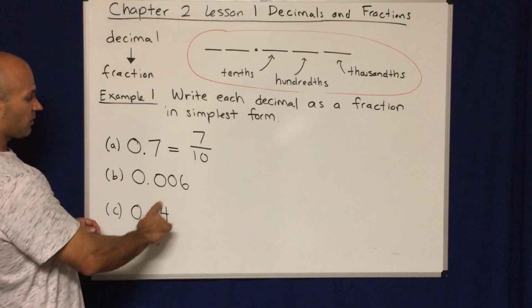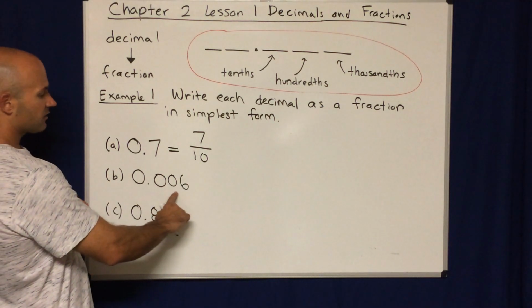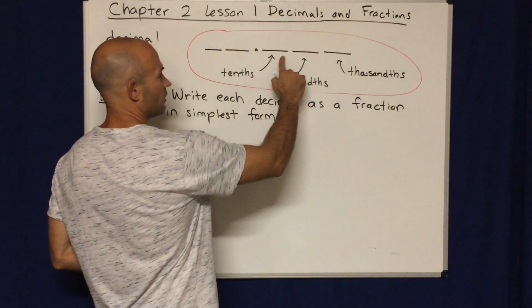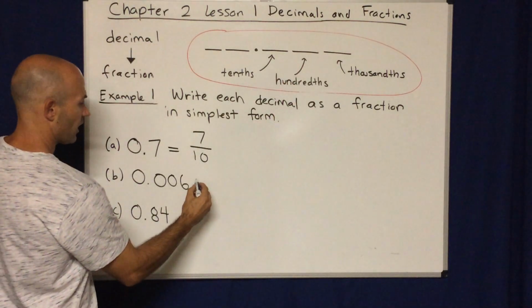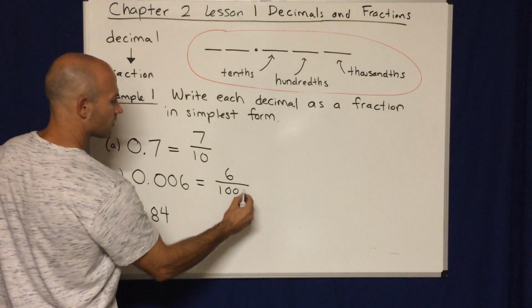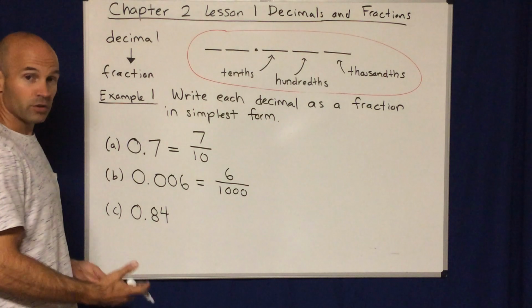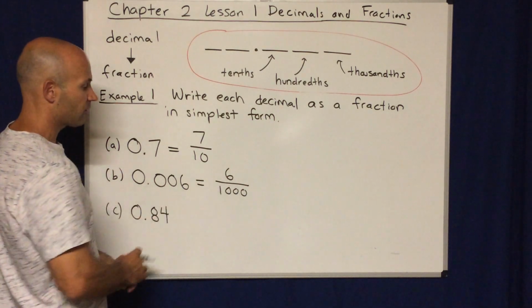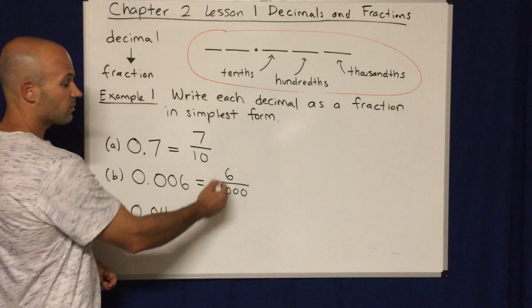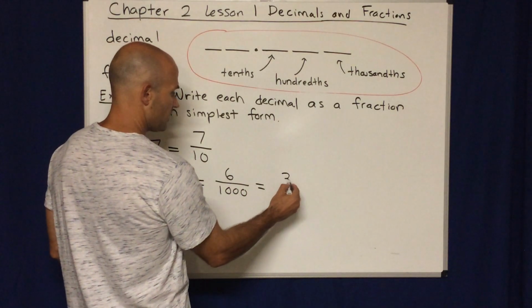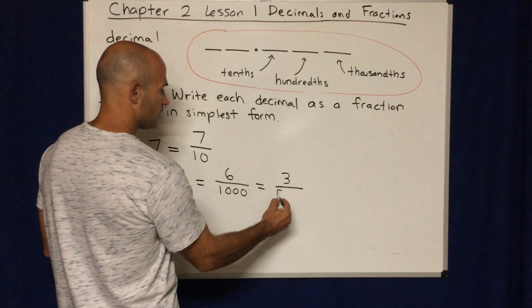So let's go ahead and read this number. I have 6 thousandths. See, that 6 is in the thousandths position, 0.006. So as a fraction, this is 6 over 1,000. The first phase is done. I've rewritten my decimal as a fraction, and now I want to reduce this fraction. Both these numbers are even, so they're divisible by 2. 6 divided by 2 is 3, and 1,000 divided by 2 is 500.